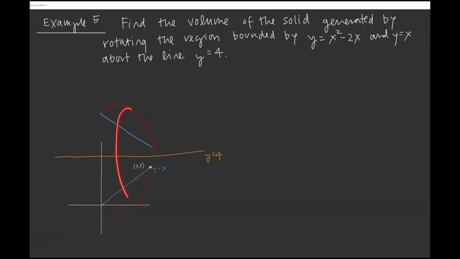So we can start to see that when we generate the solid, the washers that we are going to need to count up are going to have an outer radius of the red curve, this guy right here, y equals x squared minus 2x, and then the blue curve will be the line y equals x. We've rotated it around y equals 4. So our washers look something like this. We have the outer one, and then we're going to subtract from it this inner one.